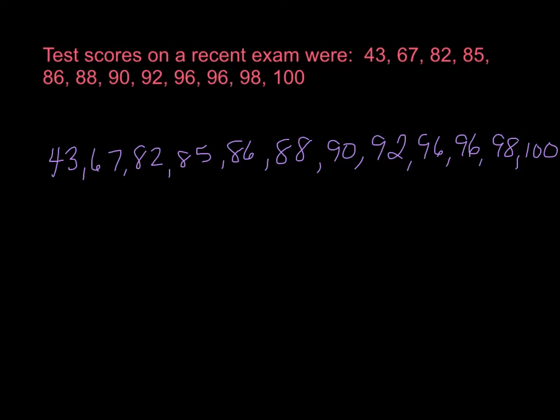Okay, so I have all those numbers written there. Hopefully I didn't forget one. And we're going to write the 5-number summary. The 5-number summary consists of the following information. The minimum, that's the lowest number. That's easy. Just 43 for this example.